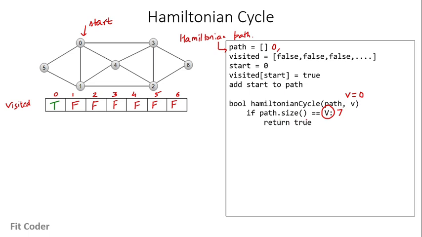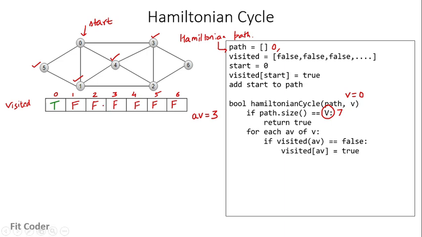If that is not the case, we check the adjacent vertices of V. The adjacent vertices of 0 are 5, 1, 4 and 3. So for each of the adjacent vertices, we check this if condition. Let's say we pick AV equal to 3. We check if visited 3 is false. So this condition is true. Then we mark visited 3 as true. And we add 3 to the path.